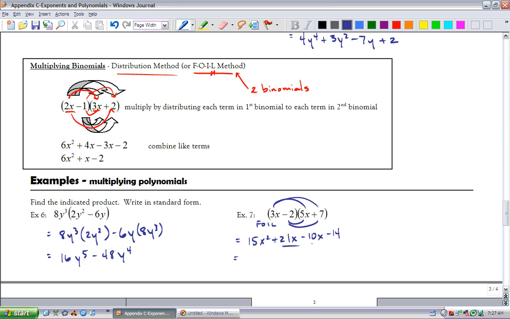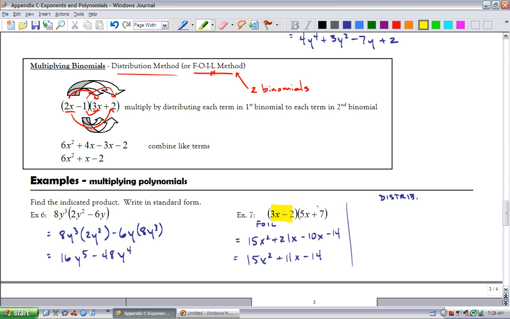Usually these two middle terms will add up. So we get 15x squared plus 11x minus 14. Now that's by the FOIL. By the distributive property, or distributive method, we will look at it like this.